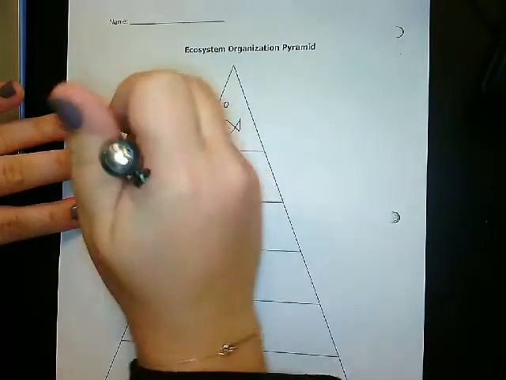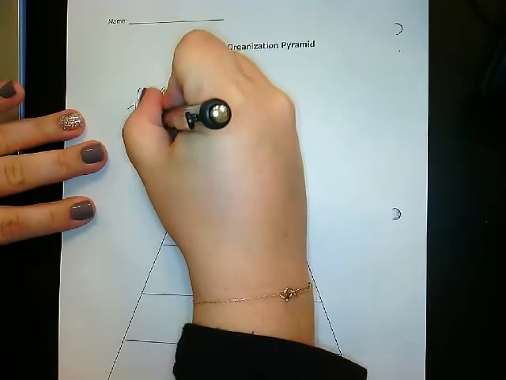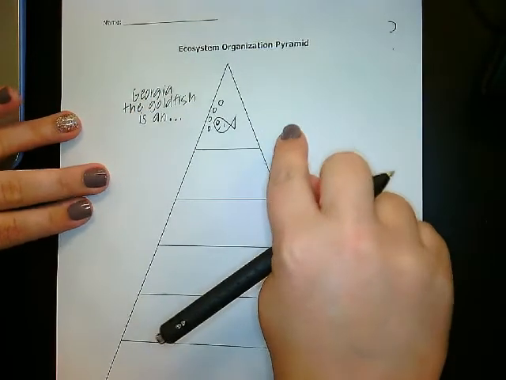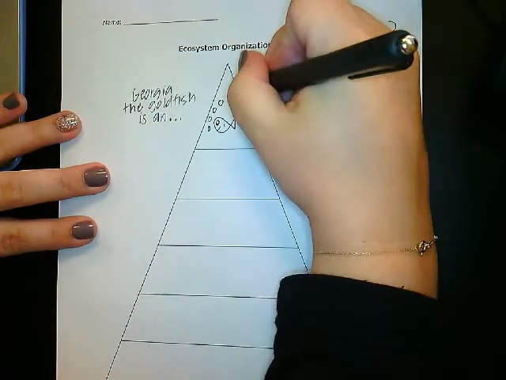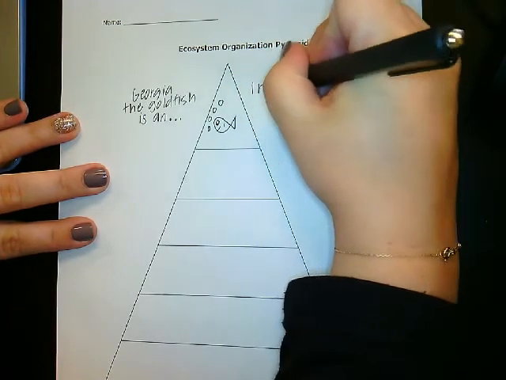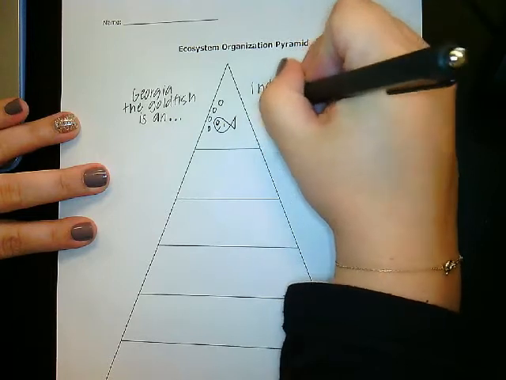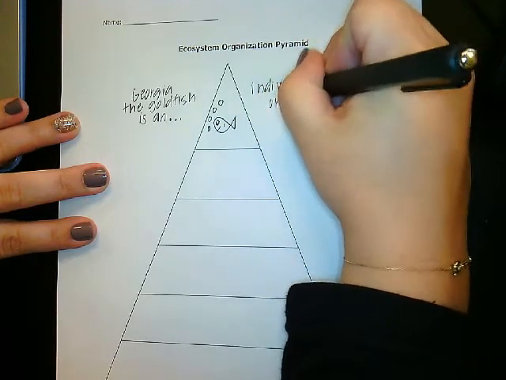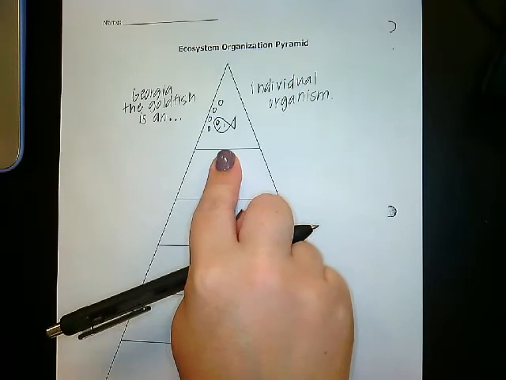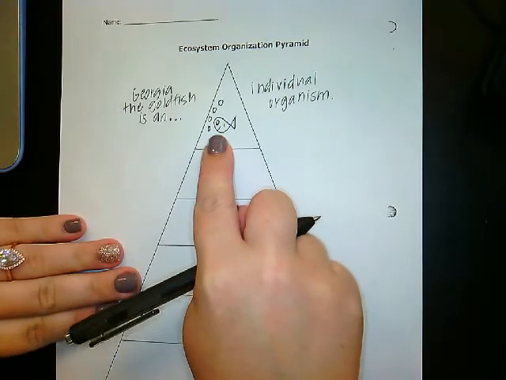We're going to make it into a statement. Georgia the goldfish is an... And then we're going to continue our sentence on the other side of Georgia. Georgia the goldfish is an individual organism. Okay, she is just one living organism that is in this ecosystem.